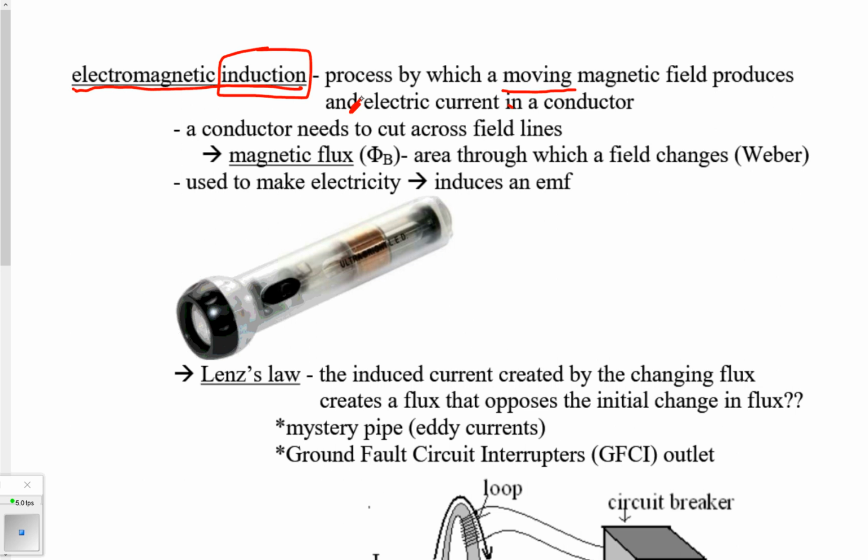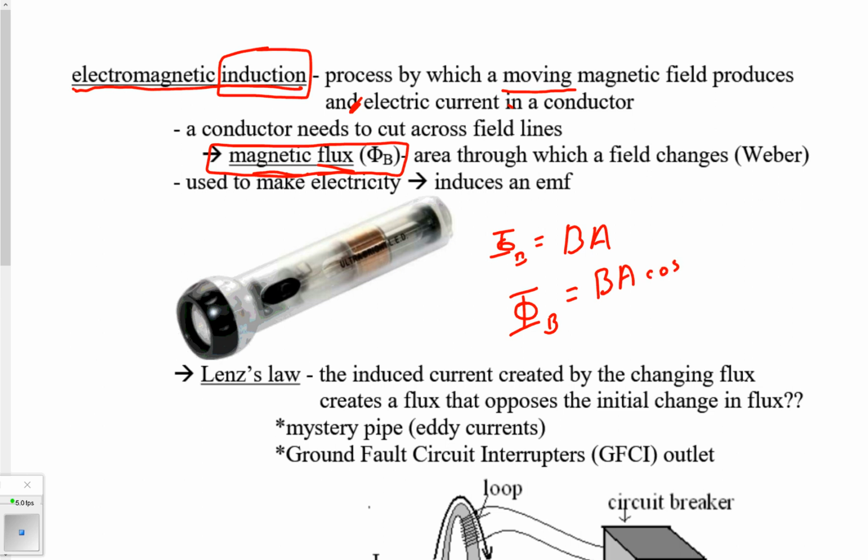in a conductor. A conductor needs to cut across the field lines. This is a word that drives a lot of people crazy. They look at this and they're like, what the flux are you talking about, Mr. Cole? Check it out. This word flux. Flux is a product of magnetic field and area. So magnetic flux, let me see if I can write that formula better. Flux is equal to B times A.